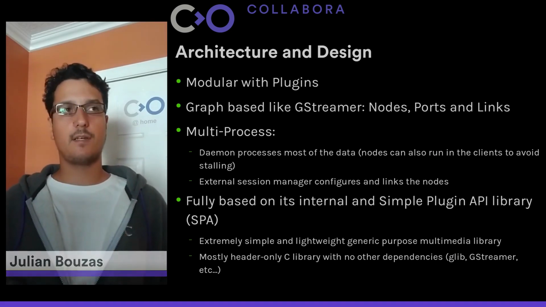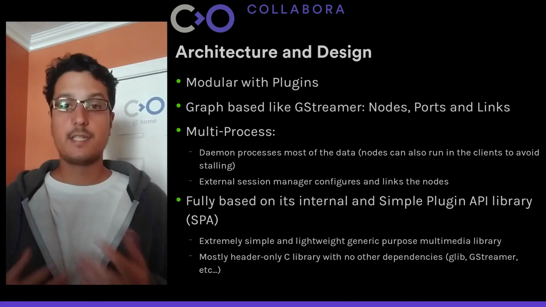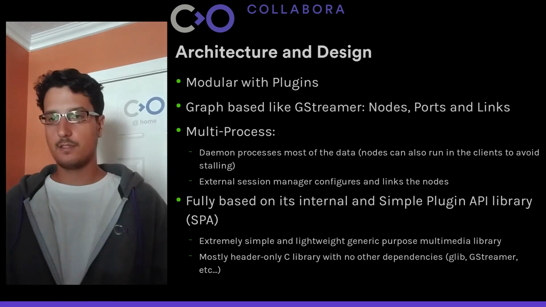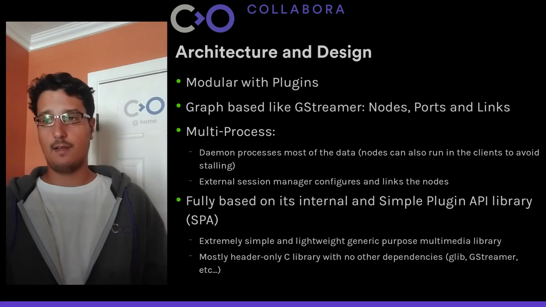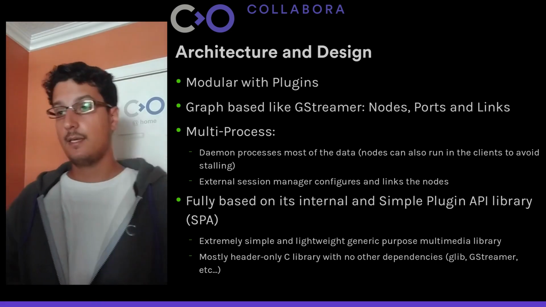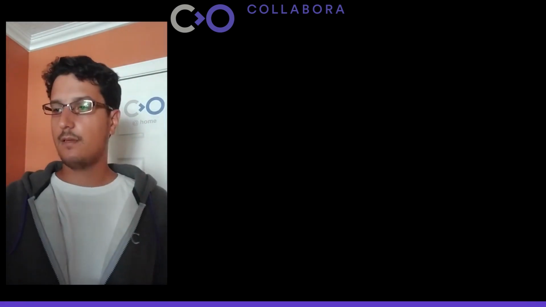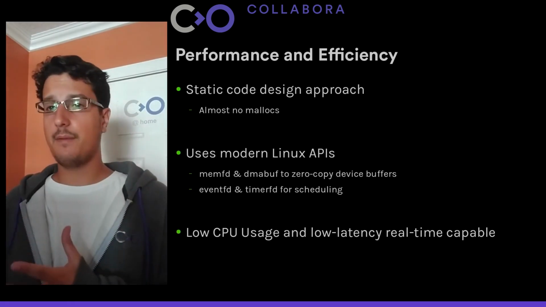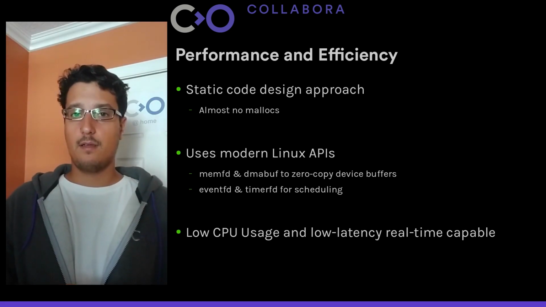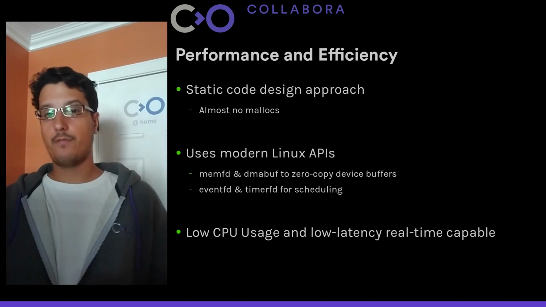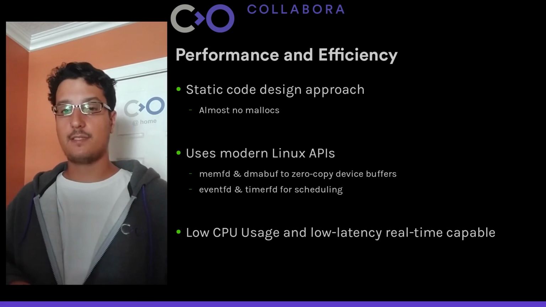It also has some generic data structures like arrays, lists or hash tables, but very, very simple, because most of the library is a header-only C library. And again, it doesn't depend on any dependencies. So it's very, very different if you are familiar with the GLib and GStreamer libraries. Now, thanks to that library and its static code design approach, because there's almost no mallocs, if you grep the PipeWire project, you will hardly see any malloc. Thanks to all of that, the performance is very, very impressive.